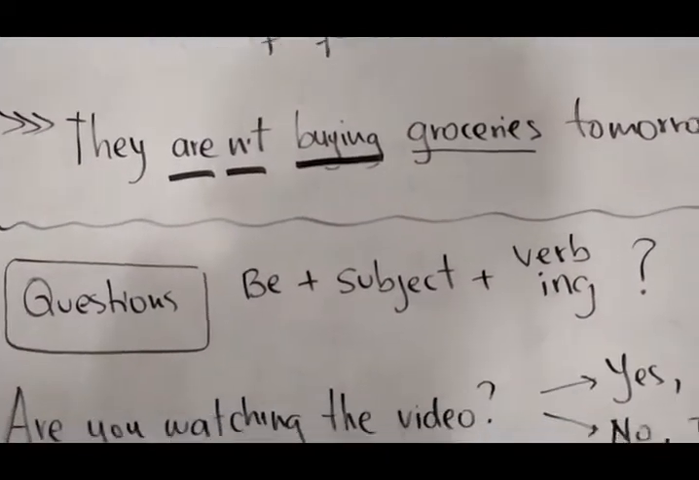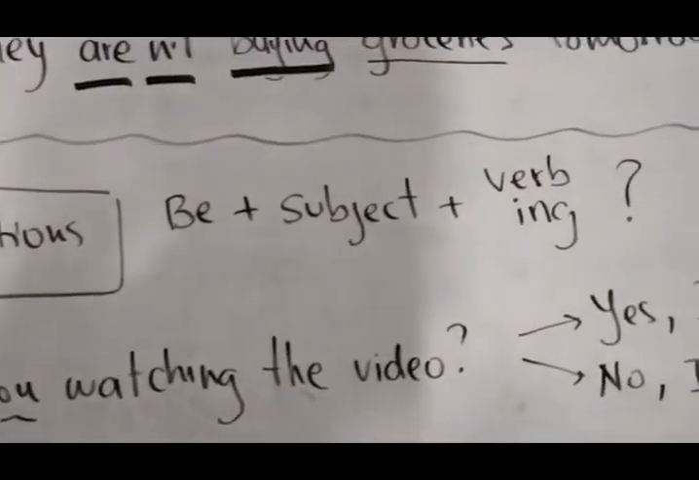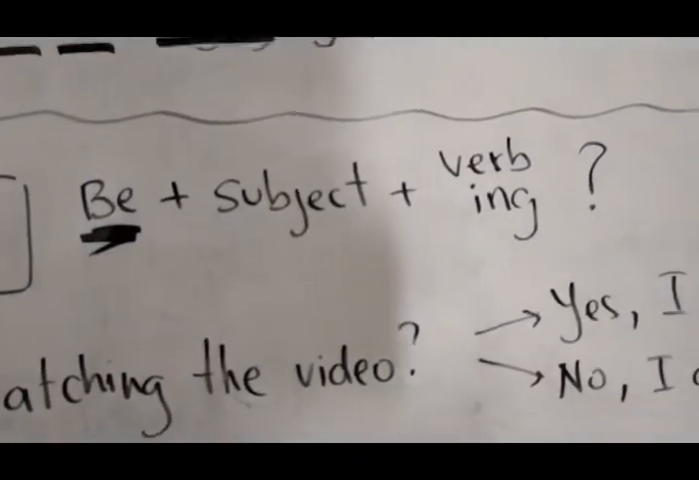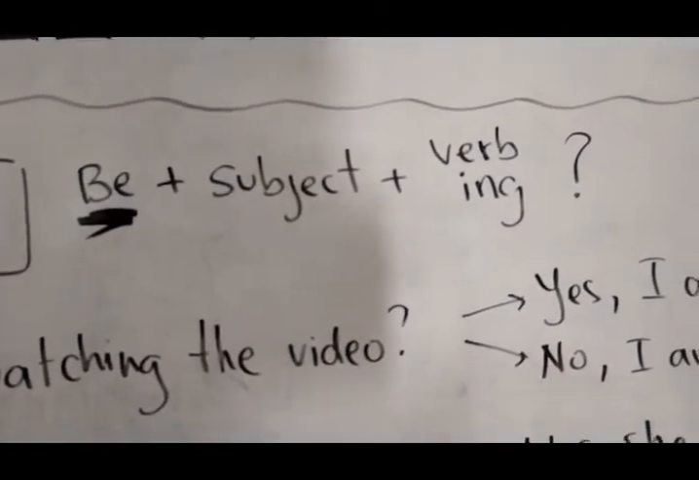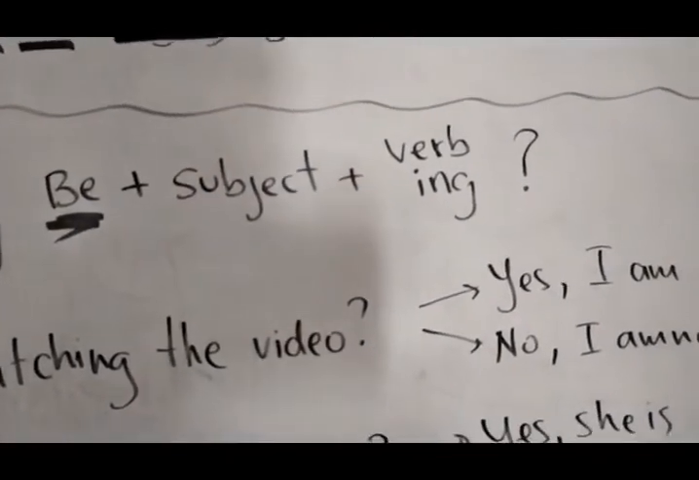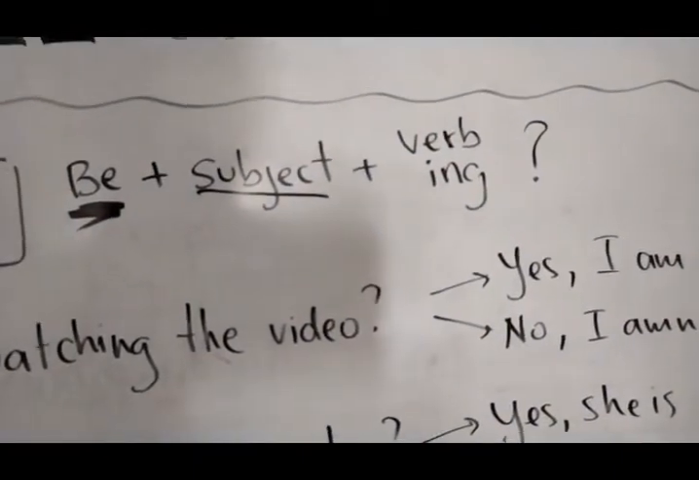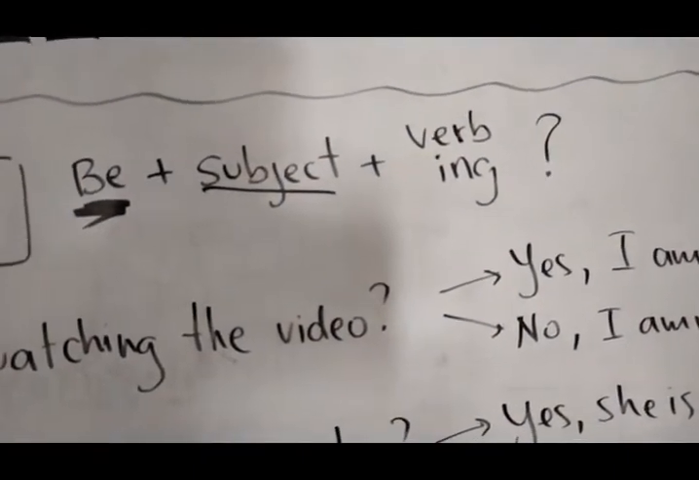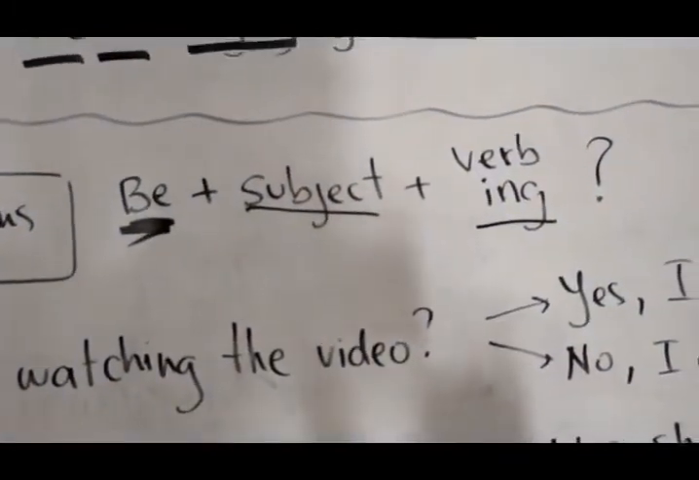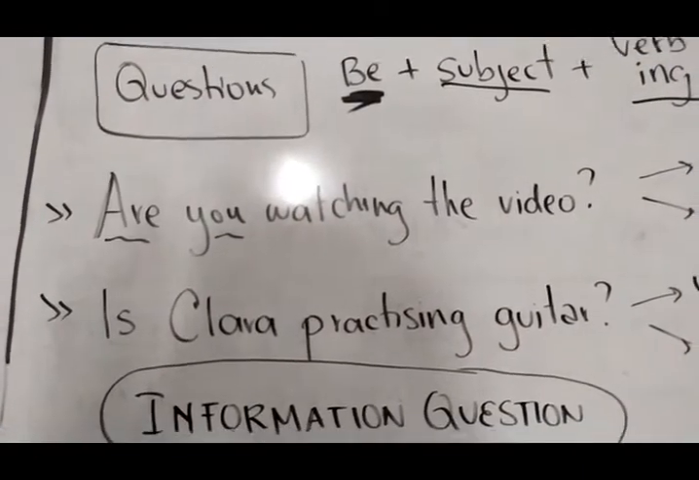So, let's go now to the questions. In the questions, we start the question with the verb to be. So, look that in questions, the order of the sentence changes. We start with the verb to be, is, are o am, cualquiera que vayan a usar. The subject, ya sea pronombre o nombre propio o un sustantivo, lo que vayan a usar. And the verb with ing.